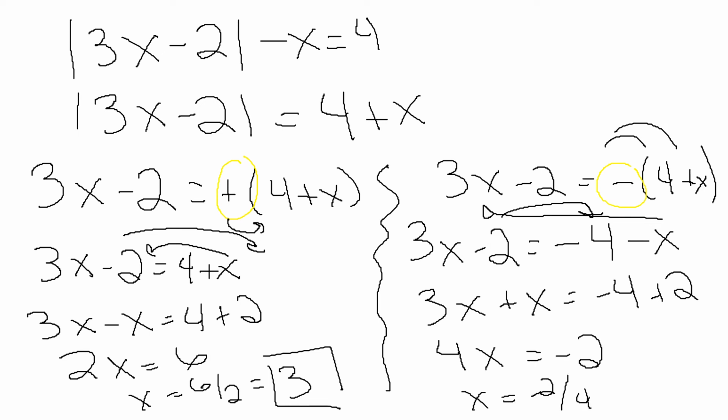Negative 2 divided by 4. In this case, it can be reduced to negative 1/2. So x equals 3 and x equals negative 1/2. Remember to split it into a positive and negative. The big mistake that is made most often here is not keeping this in parentheses. So make sure you keep that in those parentheses.